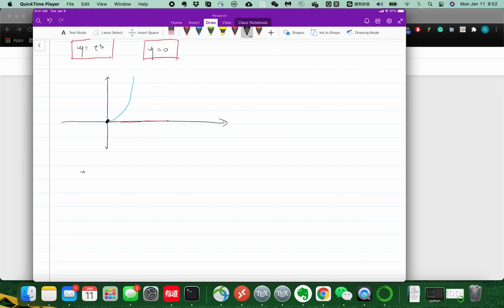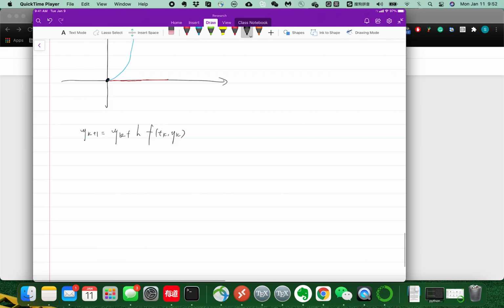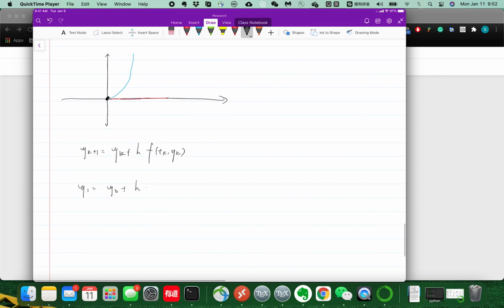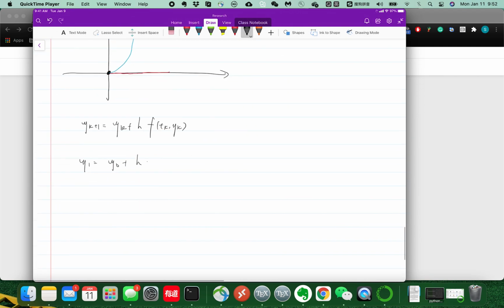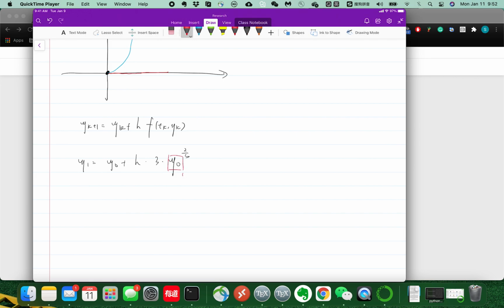Very simple. y_{k+1} equals y_k plus h times f(t_k, y_k). Now, regardless of what h you take, your y1 is going to be your y0 plus h times f(t_0, y_0), which is 3 y0^(2/3), but your y0 is 0, which will make the whole thing here 0. Therefore, your y1 will equal y0 no matter which h you get. If your y0 is 0, your y1 is 0. If your y1 is 0, your y2 is going to be 0. So Euler's method will only be able to track this one.